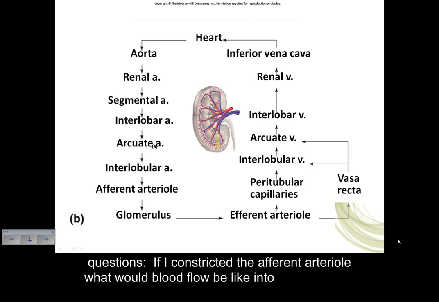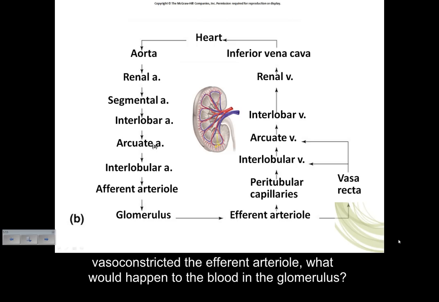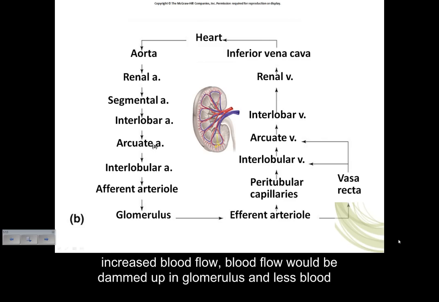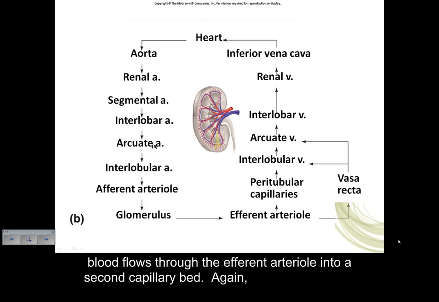Ask yourself these questions. If I constricted the afferent arteriole, what would blood flow be like into the glomerulus? What if I vasodilated the afferent arteriole? What if I vasoconstricted the efferent arteriole? What would happen to blood flow in the glomerulus? What if the efferent arteriole was vasodilated? Did you answer reduced blood flow, increased blood flow, would be dammed up in glomerulus, and less blood dammed up in the glomerulus, respectively? If you did, well done.